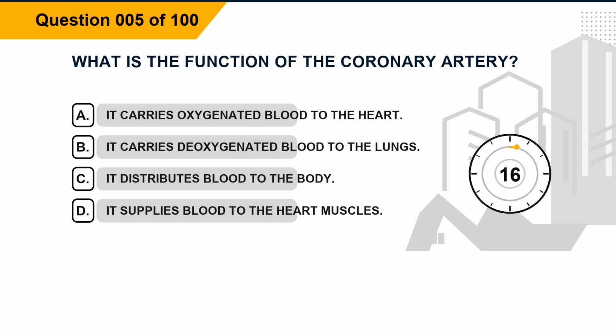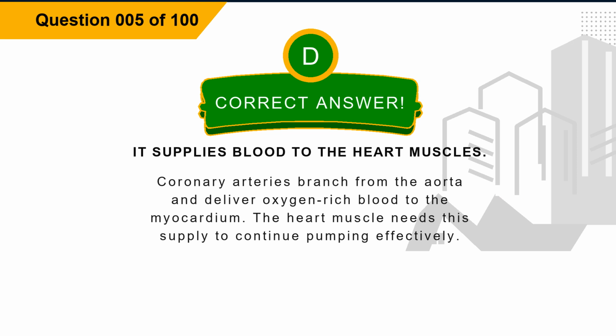Question 5. What is the function of the coronary artery? Option A, it carries oxygenated blood to the heart. Option B, it carries deoxygenated blood to the lungs. Option C, it distributes blood to the body. Option D, it supplies blood to the heart muscles. The correct answer is option D. It supplies blood to the heart muscles. Explanation. Coronary arteries branch from the aorta and deliver oxygen-rich blood to the myocardium. The heart muscle needs this supply to continue pumping effectively.